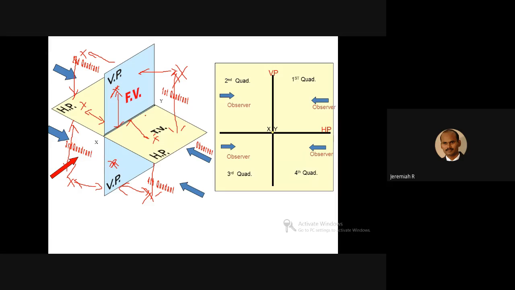There is one more case here. So what is this point? Can someone say this? The point is here.